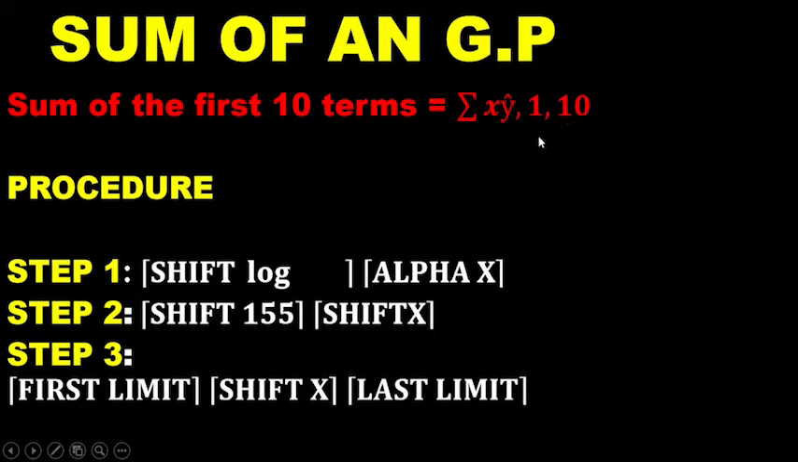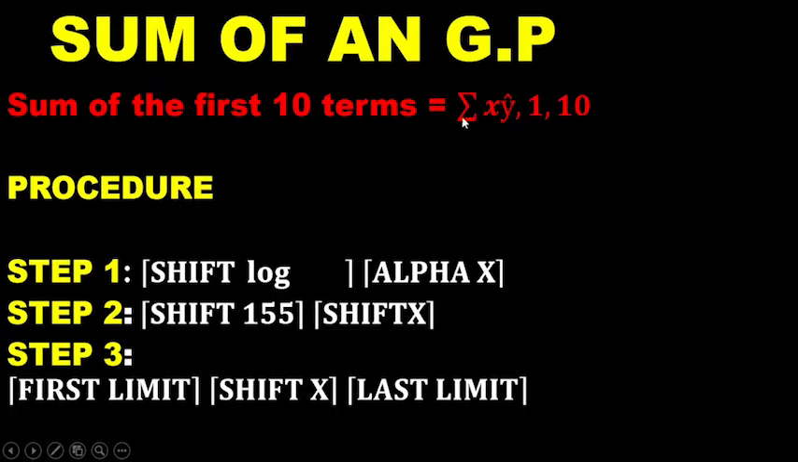If the question has asked us to find the sum of the first 20 terms, that will be from number 1 to number 20. Find the sum of the first 8 terms, that will be from number 1 to number 8. But because the question asks us to find the sum of the first 10 terms, that is why I have this 1 and then 10.